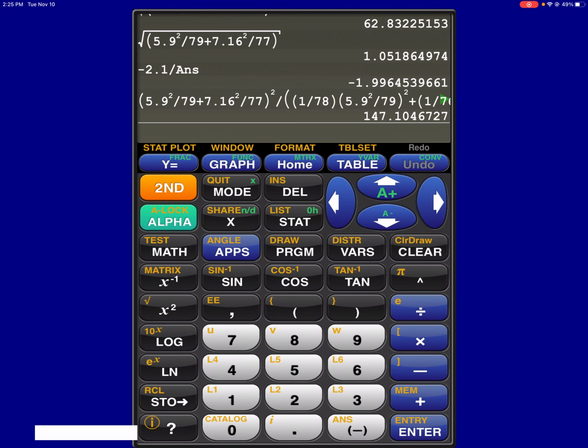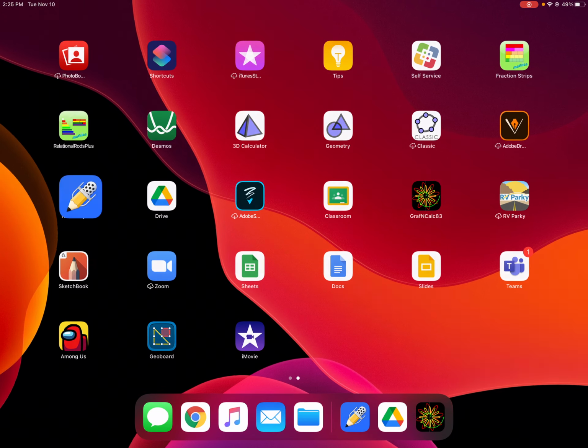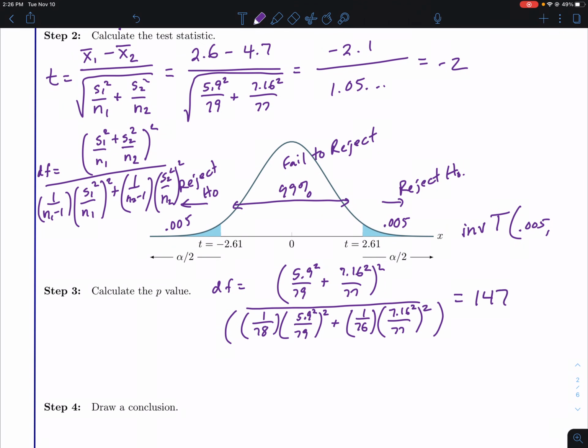Something doesn't look right here. What did I mess up? Oh, that's fine. I was thinking I had the z-score, but this is the degrees of freedom. So my degrees of freedom are 147. I just rounded it to 147. You could add the decimals, which is fine, but I'm just going to use 147 in this case. Now I can go back to the inverse t and do 0.005 comma 147 for my degrees of freedom.